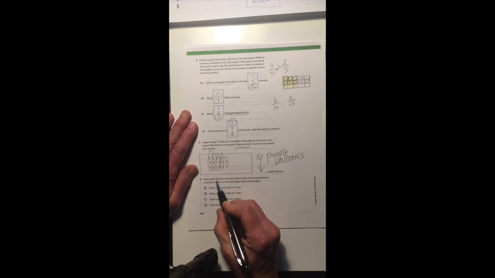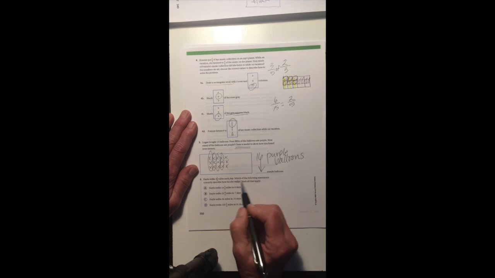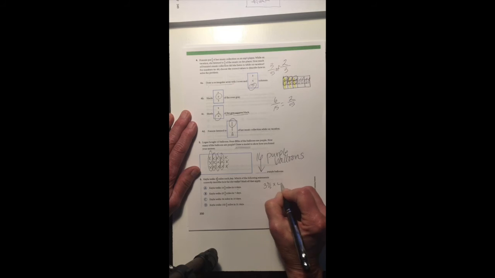All right, Kayla walks 3 2/5 miles each day. Which of the following statements describes how far she walks? So in 4 days, 3 2/5 times 4, would that give us 14 2/5? Well, you could do the distributive property, or you can make this a fraction. I like the distributive property when one of the factors is a whole number.